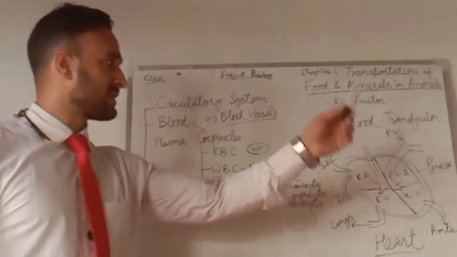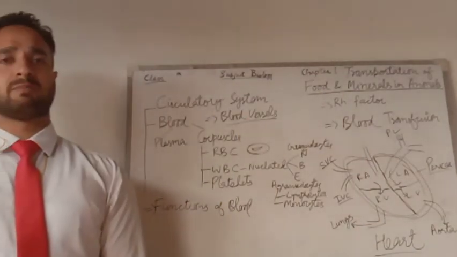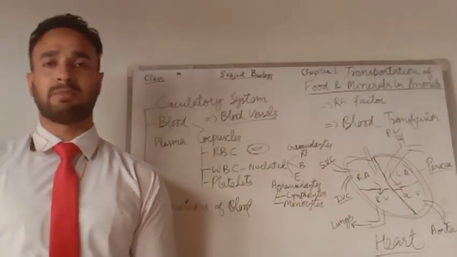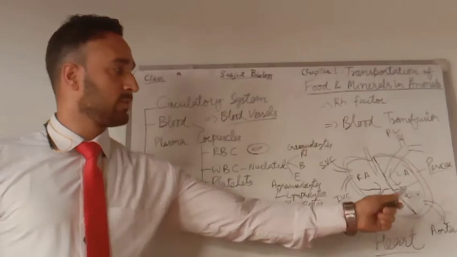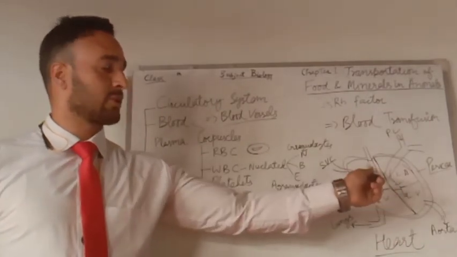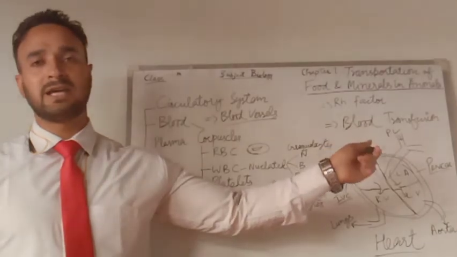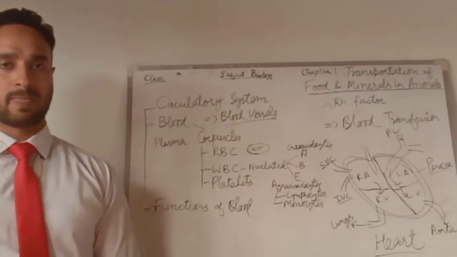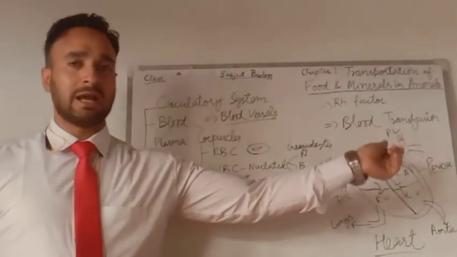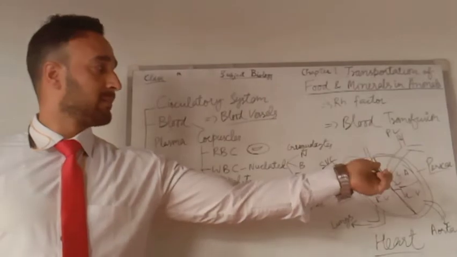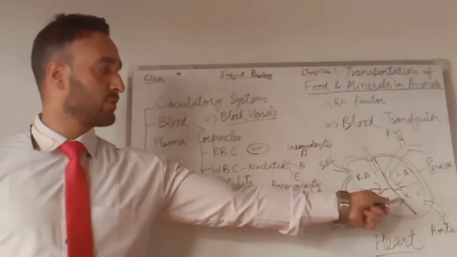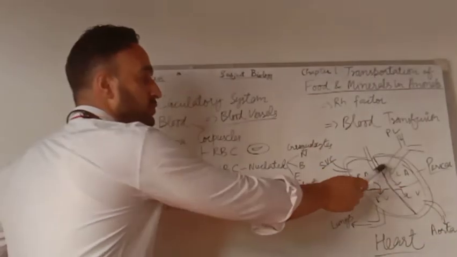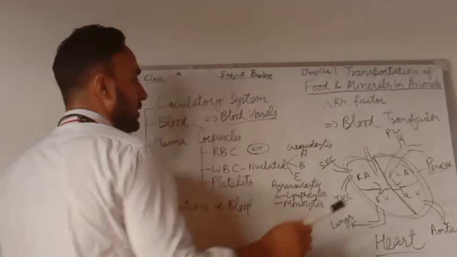Okay, now let's talk about the structure of the heart and how blood is transported to the different parts of the body. If you have a look at the human heart, it is a four-chambered heart. The upper two chambers are called auricles, or atria, and the lower two chambers are called ventricles. The left and the right sides are divided by a muscular septum between them.